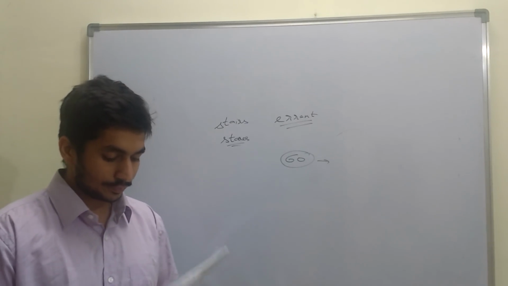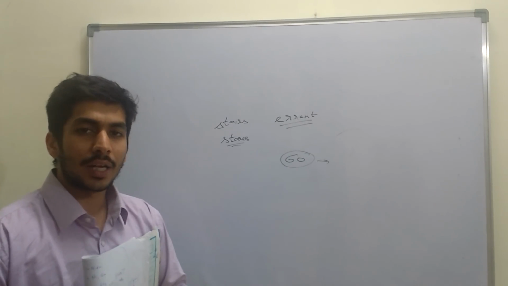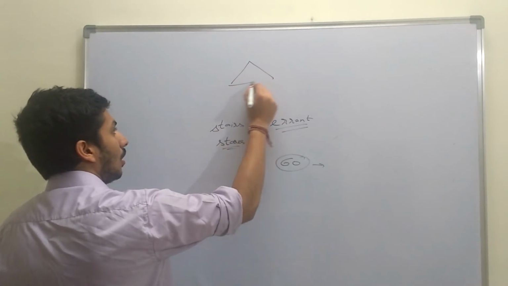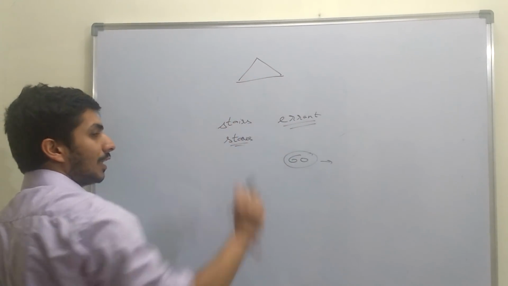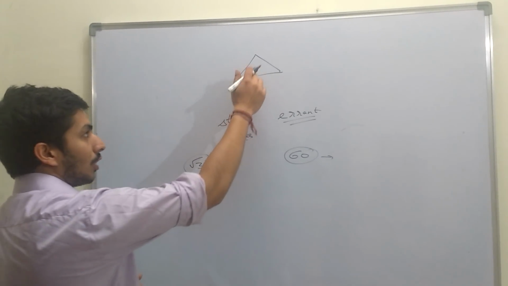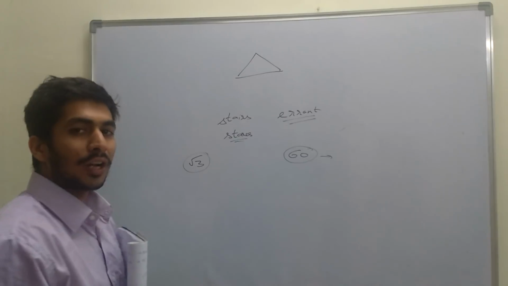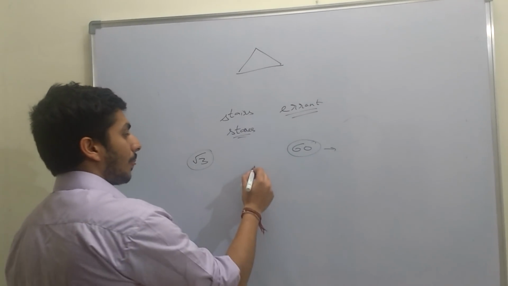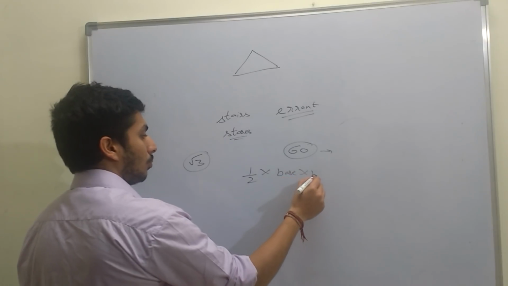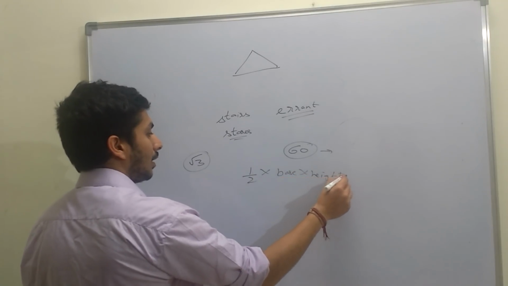Right? Then there was a question on an equilateral triangle, where the area was given to you as root 3, and you know that for a triangle, for any triangle, the area is half into base into height. Half into base into height is the area of any triangle.